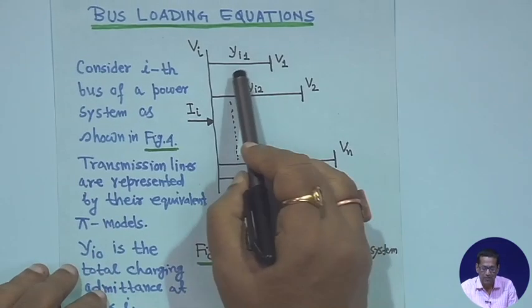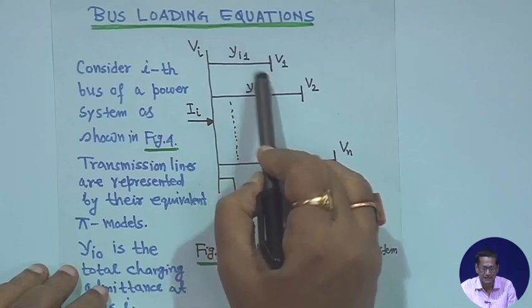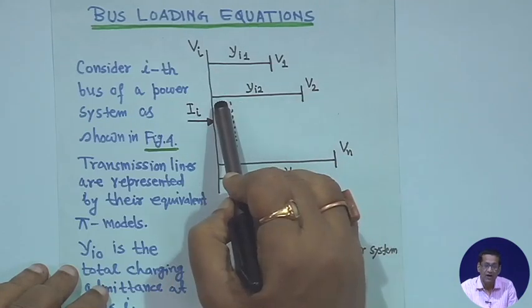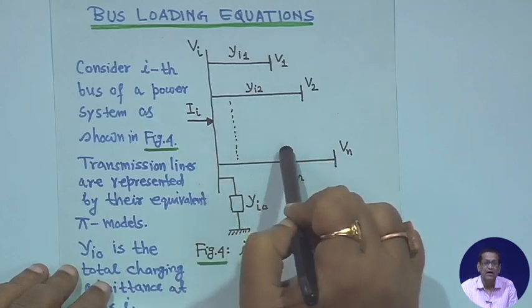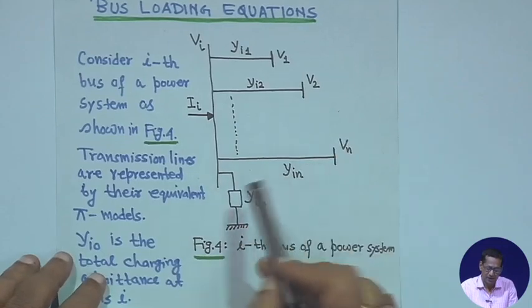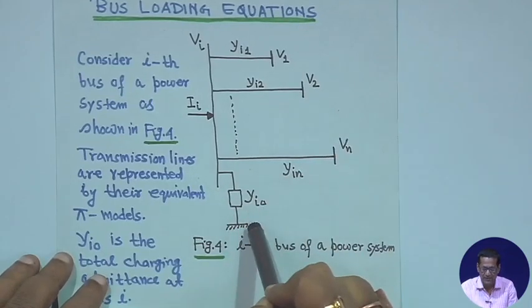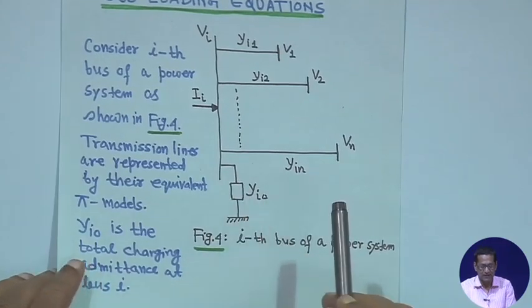That means, for this line also you have charging admittance, this side half, this side half, this side half. Whatever number of lines are connected to a bus bar, take the pi model, make it half and half, club together and sum it up, and that represents y_i0. So, this is the charging admittance of this bus bar, right.